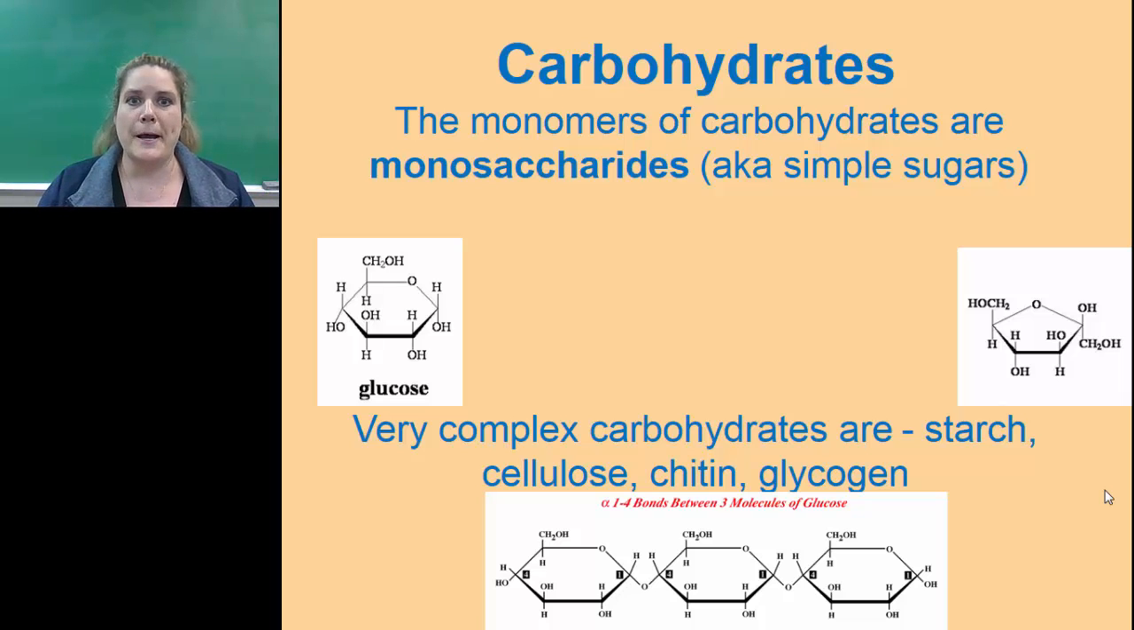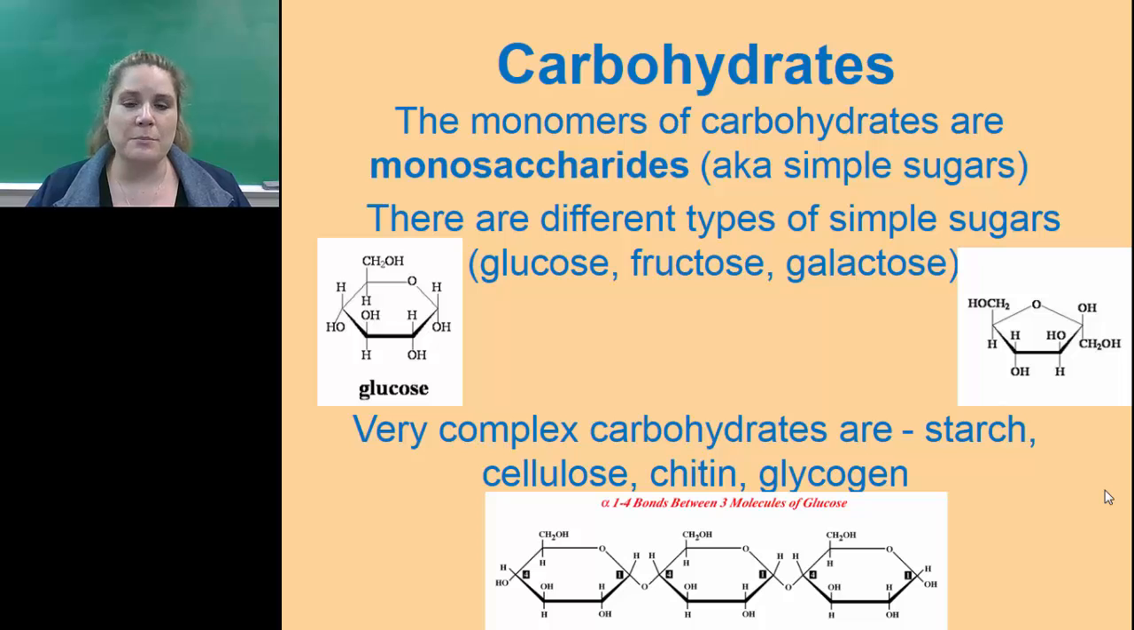Cellulose, which is what we often refer to as fiber. Plants use it in their cell walls, and it's not really digestible for us. So when you're eating lettuce, you're eating a lot of cellulose. When you're eating spinach, you're eating a lot of cellulose. Chitin is the stuff that bugs use to make up their exoskeleton, so that's what makes a bug crunchy. And then glycogen is a complex carbohydrate that you use inside your body to store energy.